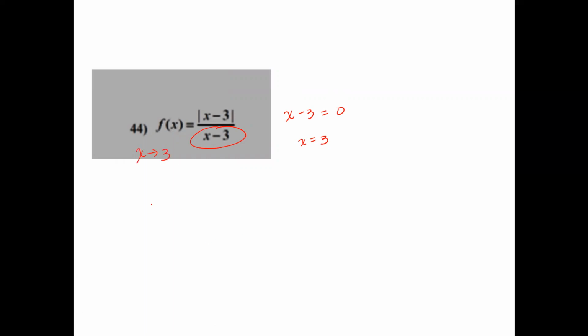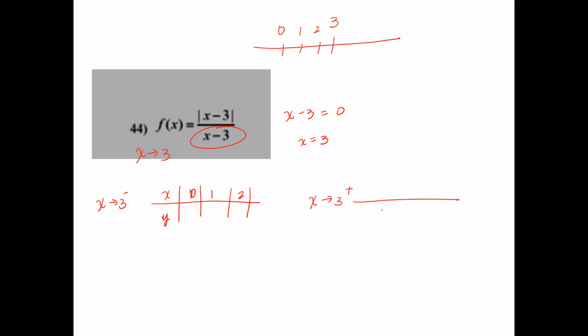I can go ahead and create a table of limits. So let's say I approach x to 3 on the left side, and if this is a number line, here's my 3, I will have 2 and 1 on the left side. So let's use 0, 1, and 2. And then as x approaches 3 on the right side, I will have the numbers on the right side, because everything here is on the left. I will have everything here on the right, and that will be 4, 5, and 6.